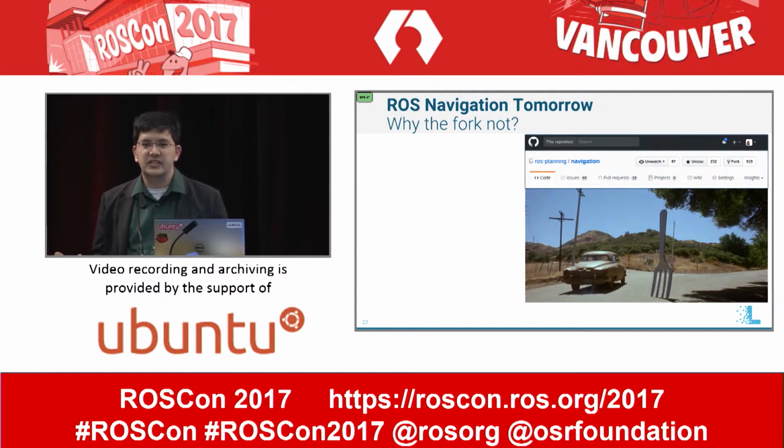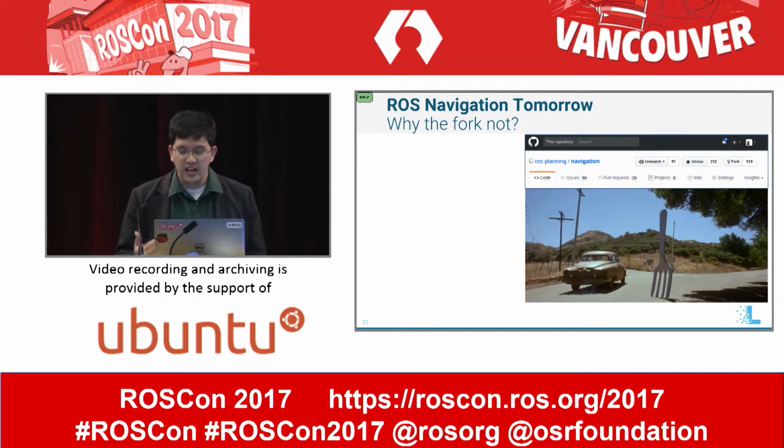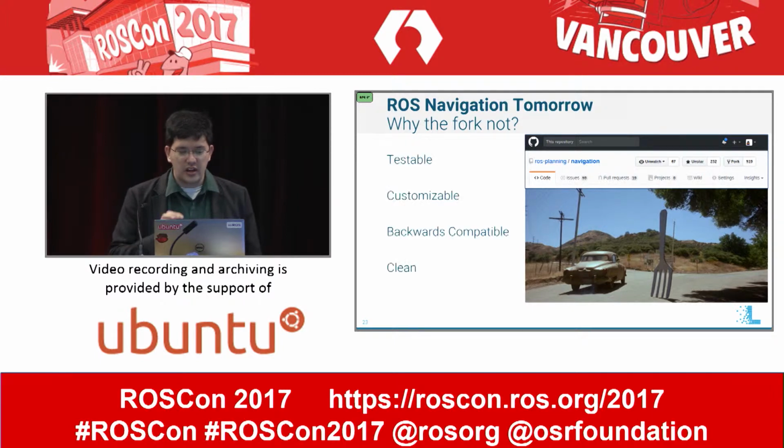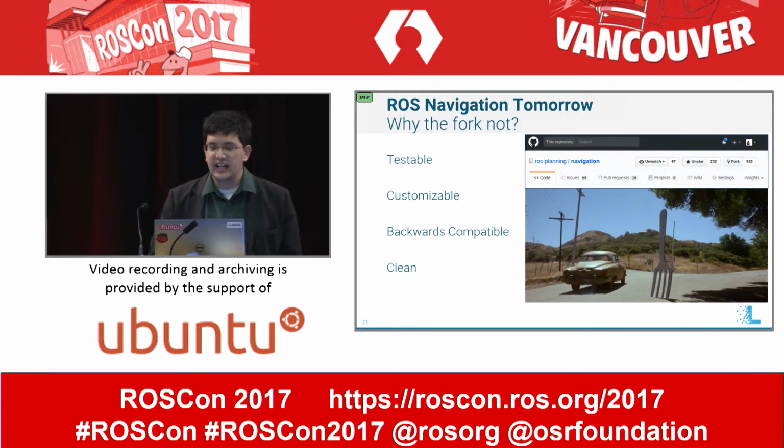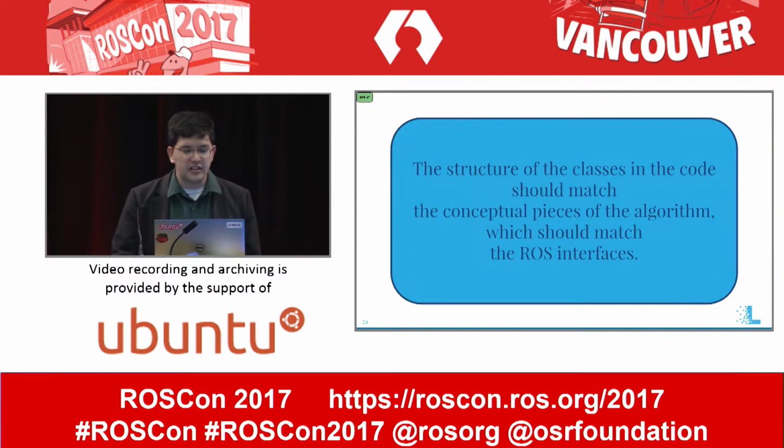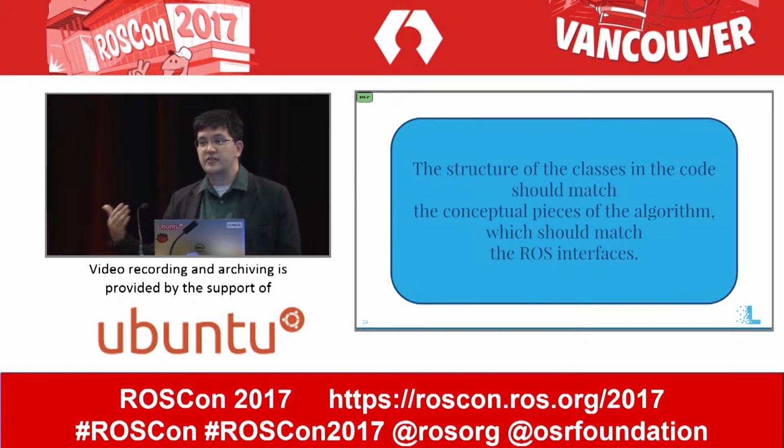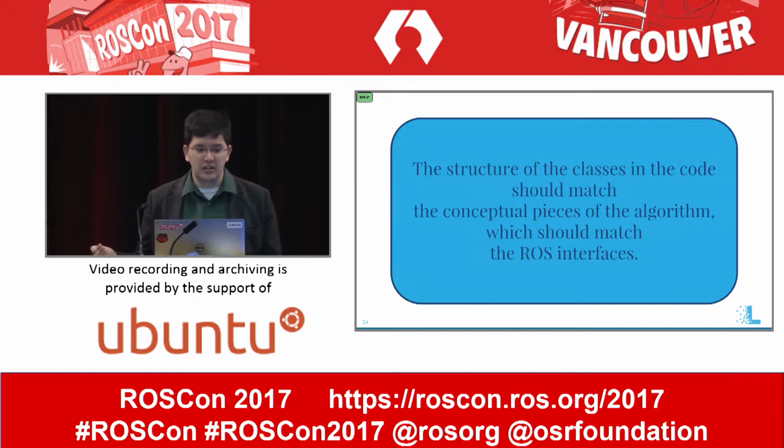And what I would like to see in ROS Navigation is code that is these four things. Number one, testable, customizable, backwards compatible, and clean. And so what do I mean by clean? The guiding principle that I use when writing these interfaces is that the structure of the classes in the code should match the structure of the conceptual pieces of the algorithm, which should match the ROS interfaces. In my practice, that's what I found to be the easiest to use.